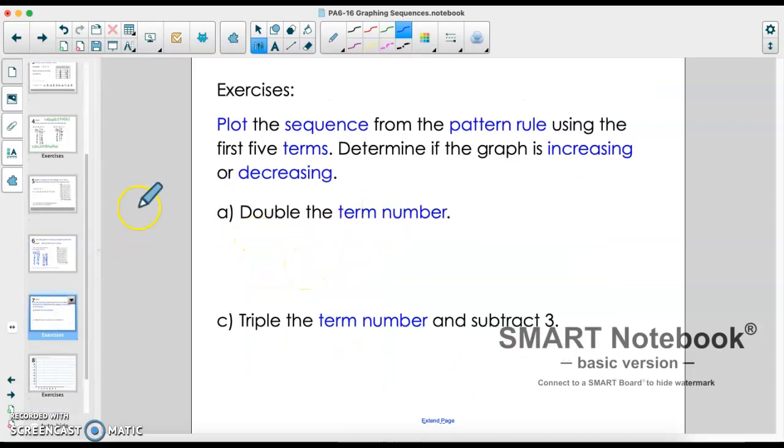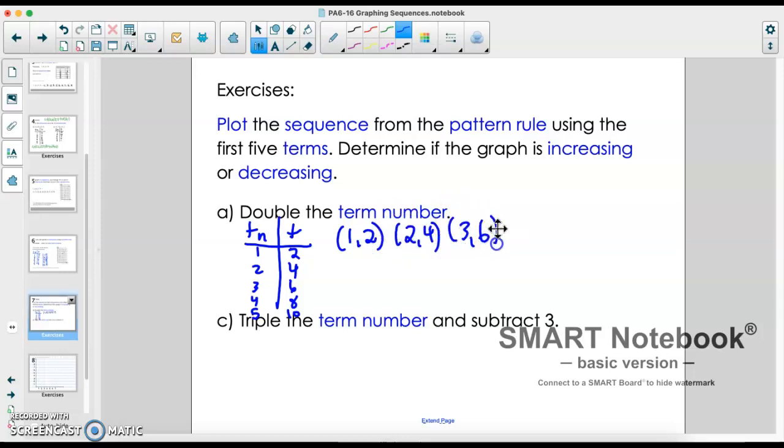So just a couple of exercises to practice that using a term rule. If we have double the term number, again, we're going to use the first 5 numbers. We have our term number and then our term: 1, 2, 3, 4, 5. Double the term number. So the double of 1 is 2, and then double that, double that, double that, and double that. So those are our terms, right? And then we can create ordered pairs from that: 1, 2; 2, 4; 3, 6; 4, 8; and 5, 10.